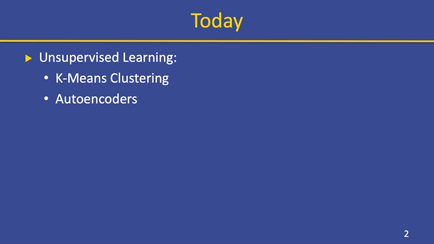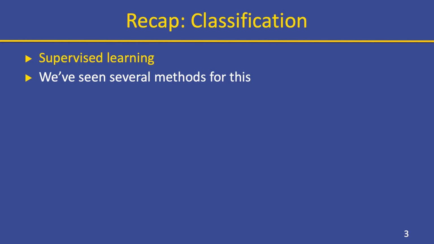Today we'll talk about two approaches to unsupervised learning. First, we'll talk about clustering, and we'll specifically look at an algorithm called k-means clustering. Then we'll take a look at autoencoders and see how they can be used to detect features.